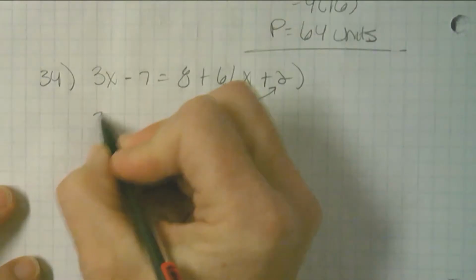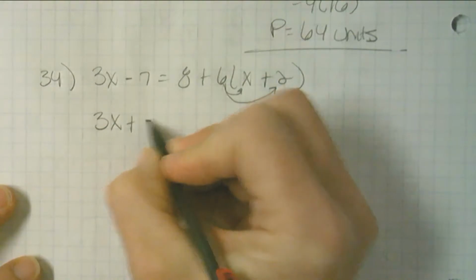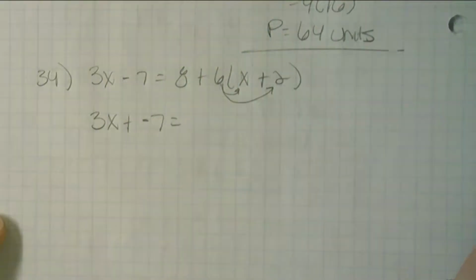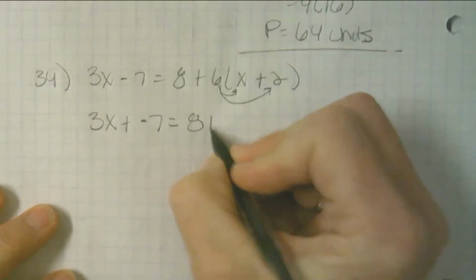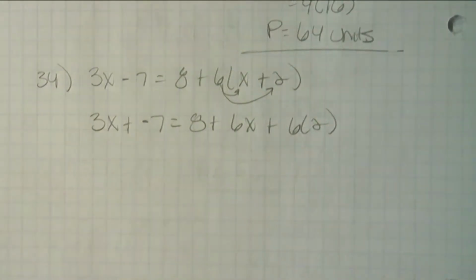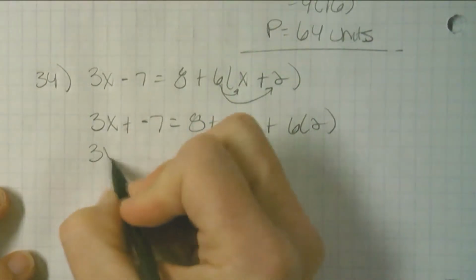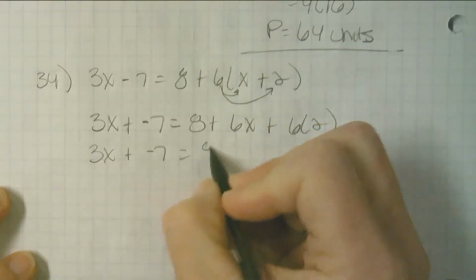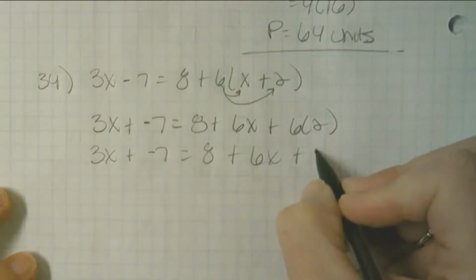So on my left side, I have 3x. I'm going to do plus a negative 7, just because I like to do adding everything, is equal to 8 plus 6 times x plus 6 times 2. By the way, I want to see that. All right, so I have 3x plus negative 7 is equal to 8 plus 6x plus 12.